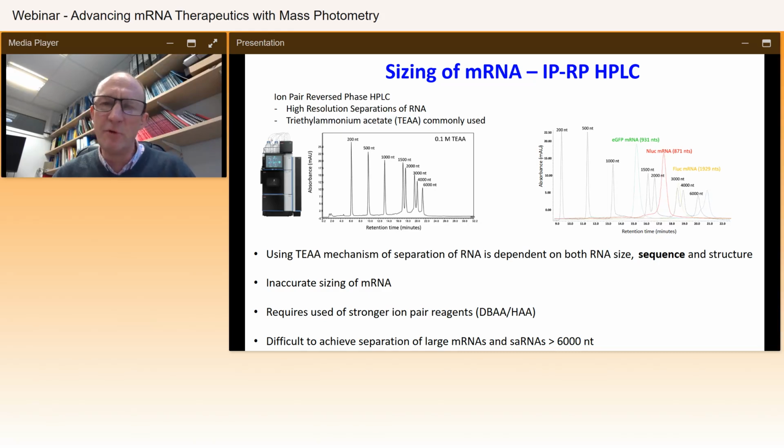You can move to stronger ion pair reagents, such as dibutyl ammonium acetate or hexyl ammonium acetate. And this does give you more accurate sizing of your mRNA molecules. But the problem is separation of really large RNAs is really challenging using this approach. So in summary, the sizing of mRNA using weak ion pair chromatography has lots of challenges. It's really not an accurate approach to look at the size of your mRNA molecule of interest.